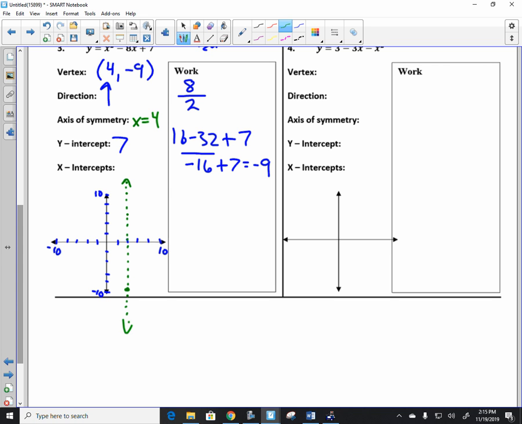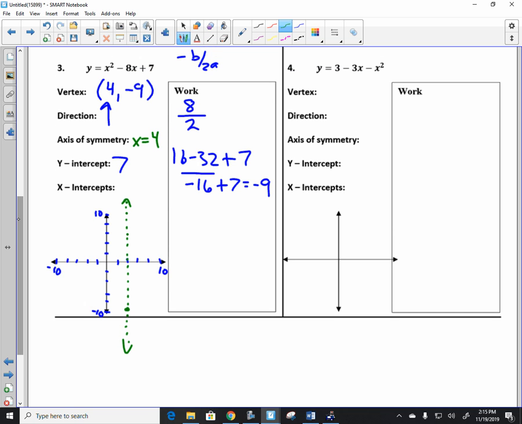Now I need the x-intercepts. How do I go about finding the x-intercepts? You have 2 options. Factor or? So the Q rhymes with quadratic. Quadratic formula, very good. 0 equals x squared minus 8x plus 7. So we ask ourselves, does that factor? Sure does. Get x minus 7, x minus 1. So what are the x-intercepts? Positive 7, positive 1. I'm going to plot those. 2, 4, 6, 7. And then 1.